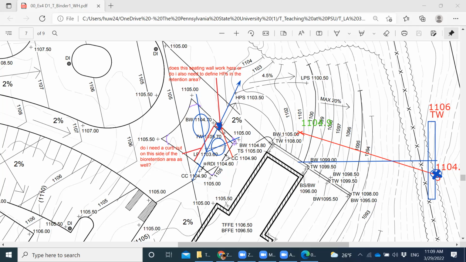So the wall here is dependent on the ground elevation at 1.5. And then your water is 1104.6 and your LP is 1103.6. So that's where your water is, and that's what this would look like. Again, the slope is not correct, but the shape should be.